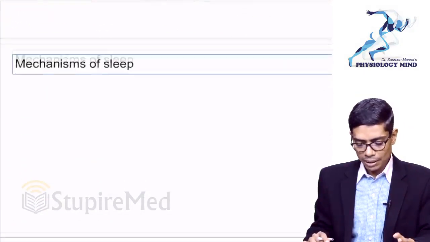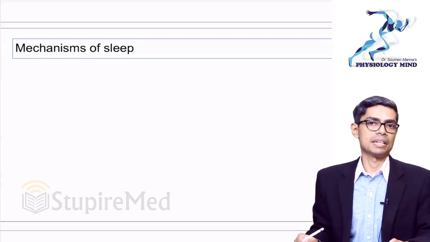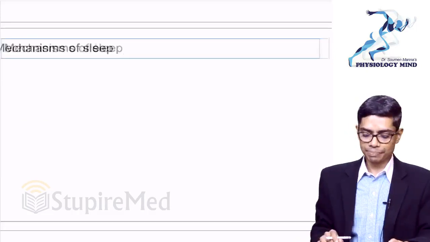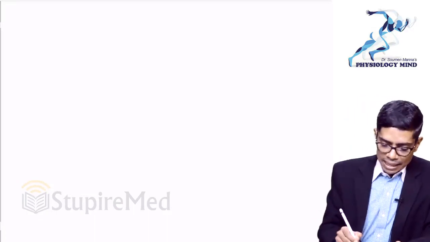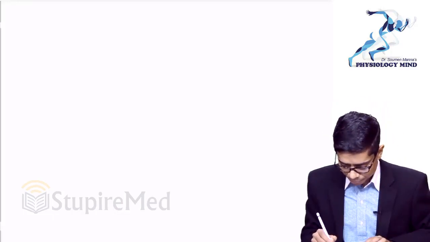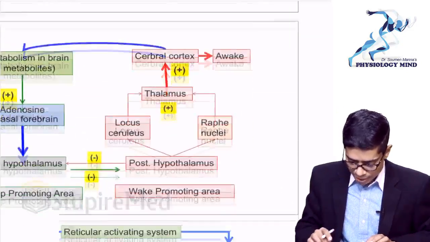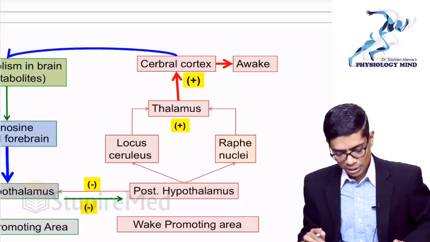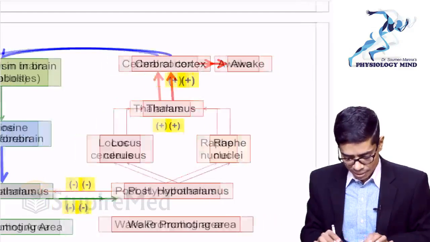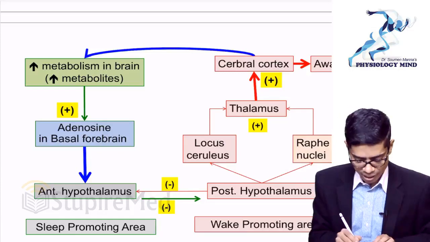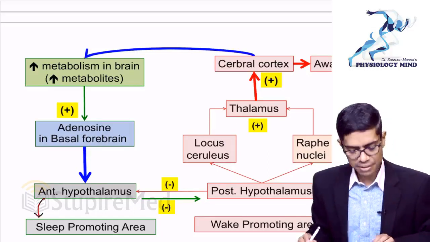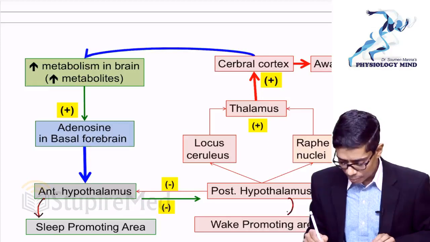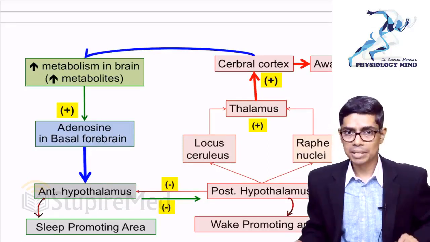Now we are coming to the mechanism of sleep. The main center which regulates sleep, as we already discussed, is the hypothalamus. One is the wake promoting area, at the level of the posterior hypothalamus, and one is the sleep promoting area, the anterior hypothalamus. So the anterior hypothalamus is the sleep promoting area and the posterior hypothalamus is the wake promoting area. Already we have discussed this.